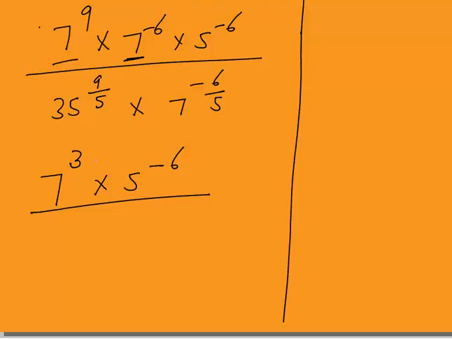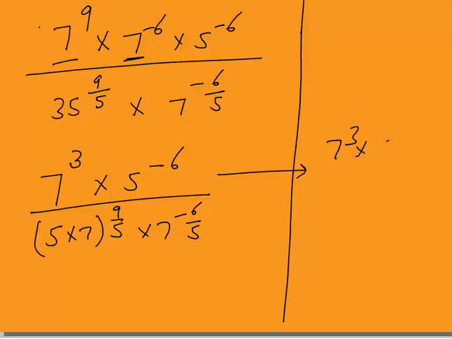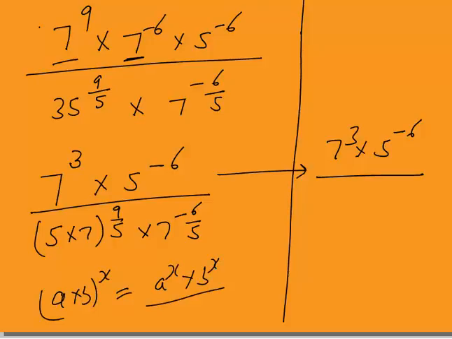Now 35 power 9 by 5. This can be broken as 5 into 7. 35 is 5 into 7, power 9 by 5, into 7 raised to the power minus 6 by 5. Solving here, this becomes 7 power 3, 5 power minus 6. Now (a into b) power x can always be written as a power x into b power x, as per the basics we discussed. This becomes 5 power 9 by 5, 7 power 9 by 5 into 7 power minus 6 by 5. So 7 power 3 into 5 power minus 6 will be as it is.